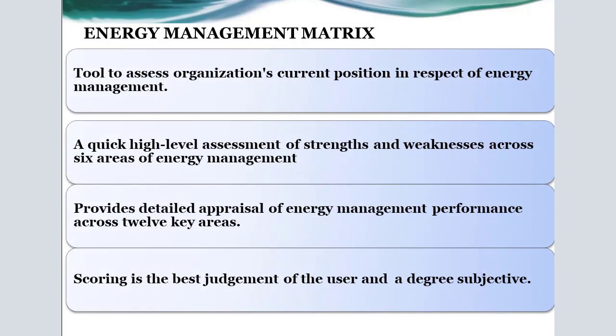As I said before, the energy management matrix represents a tool to assess the organization about the current position with respect to energy management. This tool represents a quick high-level assessment in order to strengthen and avoid weak points across 6 areas of energy management. This tool also provides a detailed appraisal of energy management performance across 12 key areas. We will see an example in the next slide. It is also a tool for scoring based on the best judgment of the user, and to a degree subjective. Okay.